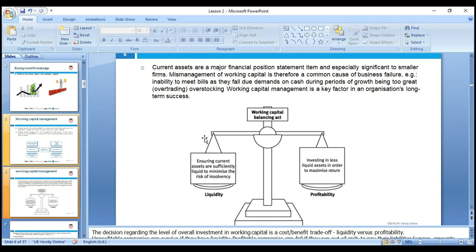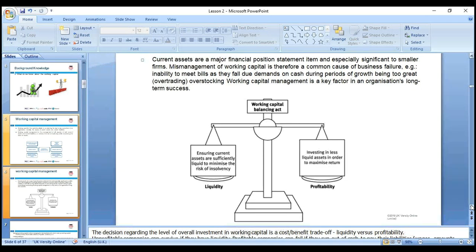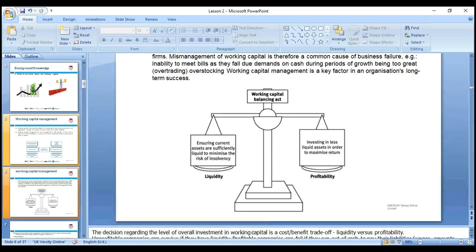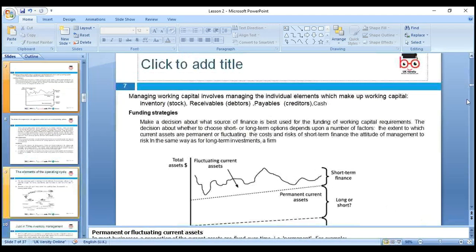Current assets should be sufficiently liquid to minimize the risk of insolvency. If insolvent, we can be bankrupt and liquidated, because we do not meet our current obligations. So we also invest in less liquid assets in order to maximize return. We need to make sure we invest in these assets.